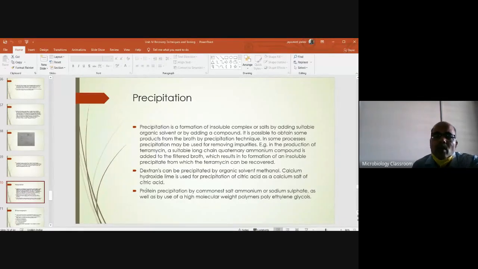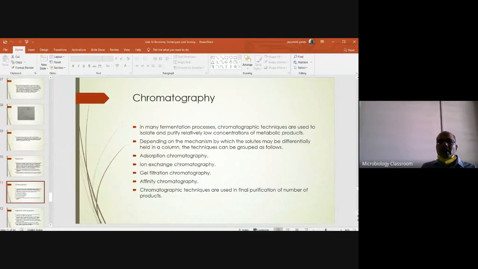I hope you might have heard of protein precipitation by the commonest salt, that is ammonium or sodium sulfate. The proteins which are present in the harvested broth can be separated, precipitated by one of the most commonly used salts, that is sodium or ammonium sulfate, as well as by use of high molecular weight polymers, that is polyethylene glycols.